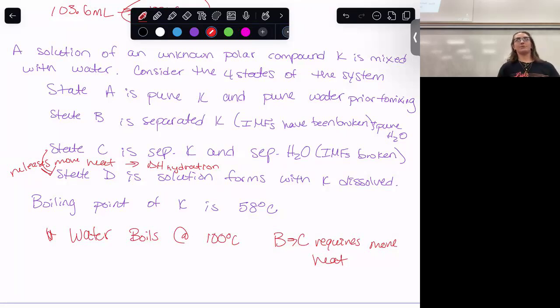What other questions do we have? Does this one make sense for everyone? Why those transition states are the way that they are? Okay. Do you have a question? Yes.